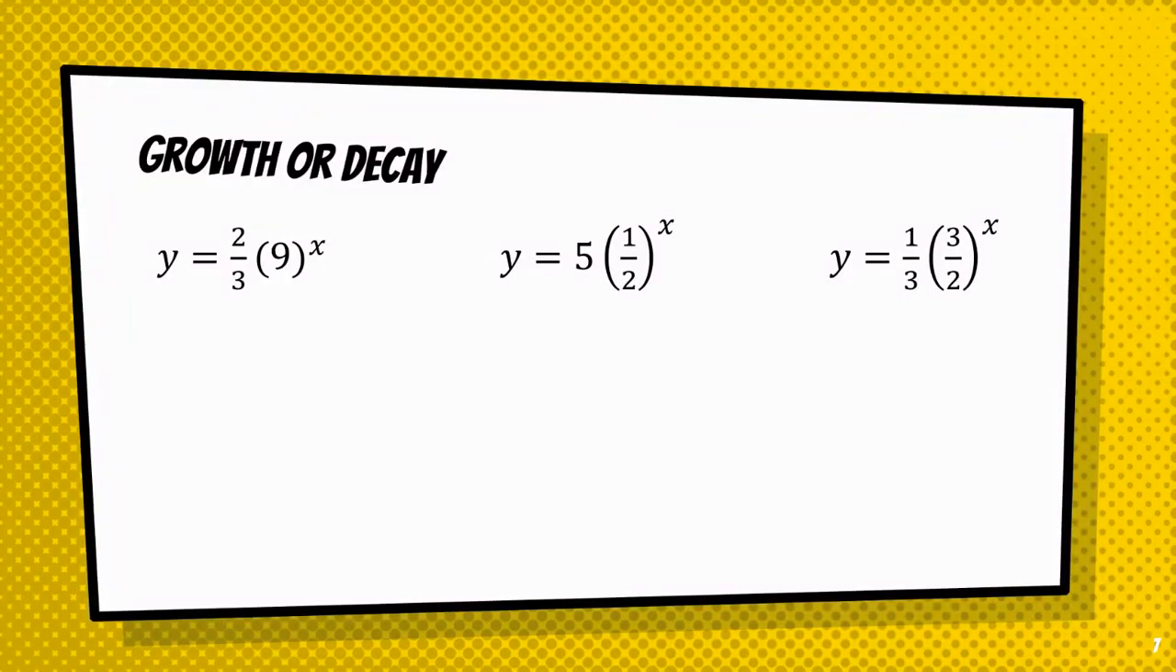So looking at these equations, let's talk about which ones are growth and which ones are decay. So we are looking at the number in the parentheses. In this case, the base is 9, which is much larger than 1, so this would be growth. Here the base is 1/2, which is between 0 and 1. This would be a decay function.